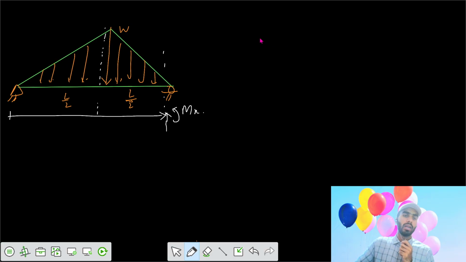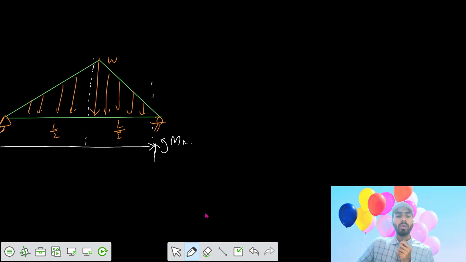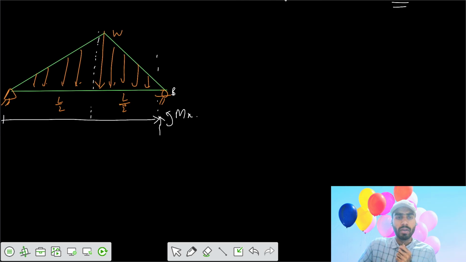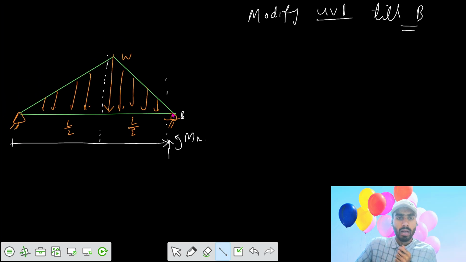Then after that there is a change because the loading is decreasing, so your moment equation would change. To make things clear, Macaulay says modify that uniformly varying load till the point B, so we can get a continuous moment equation. To make the loading continuous, we would extend it, say this part up to this part, and we can join the two.